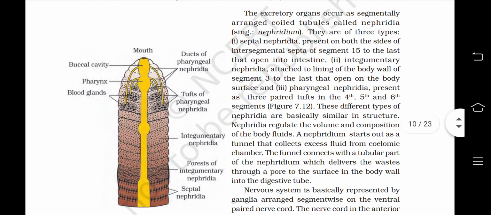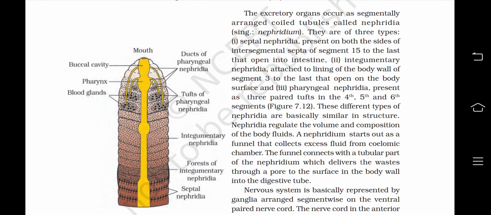The excretory organs occur as segmentally arranged coiled tubules called nephridia. Singular: nephridium. They are of three types. First, septal nephridia, present on both the sides of intersegmental septa of segment 15 to the last, that open into intestine. Second, integumentary nephridia, attached to lining of the body wall of segment 3 to the last, that open on the body surface. And third, pharyngeal nephridia, present as three paired tufts in fourth, fifth, and sixth segments.